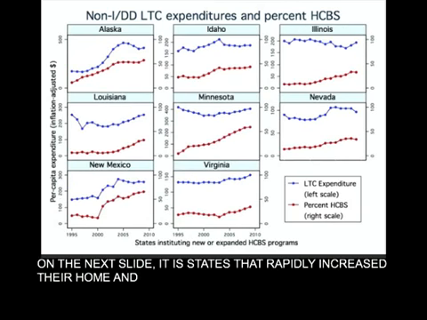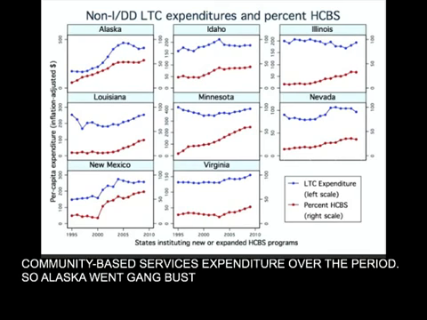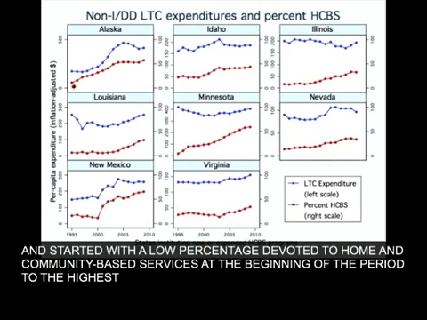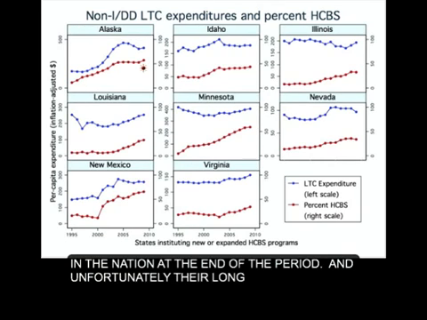Okay, on the next slide, finally, is states that rapidly increased their home and community-based services expenditure over the period. And so Alaska went gangbusters. They did a huge amount of rebalancing. They start from a very low percentage devoted to home and community-based services at the beginning of the period to one of the highest, I think actually the highest in the nation, at the end of the period.